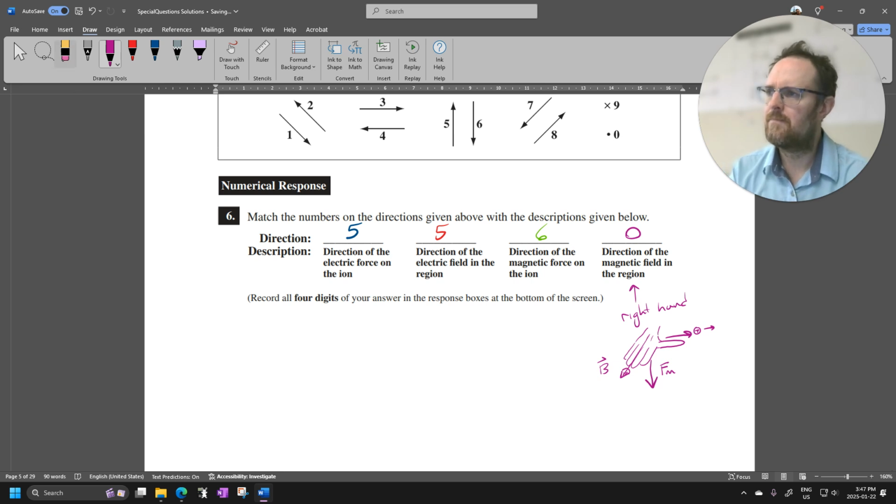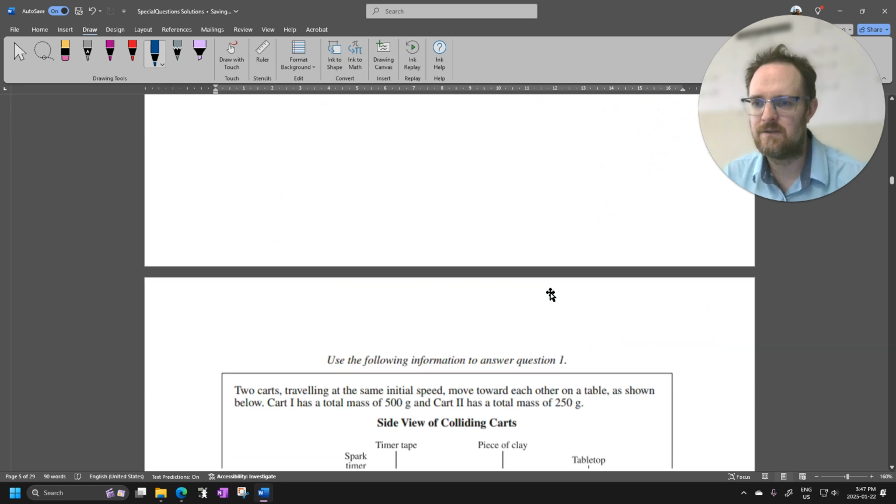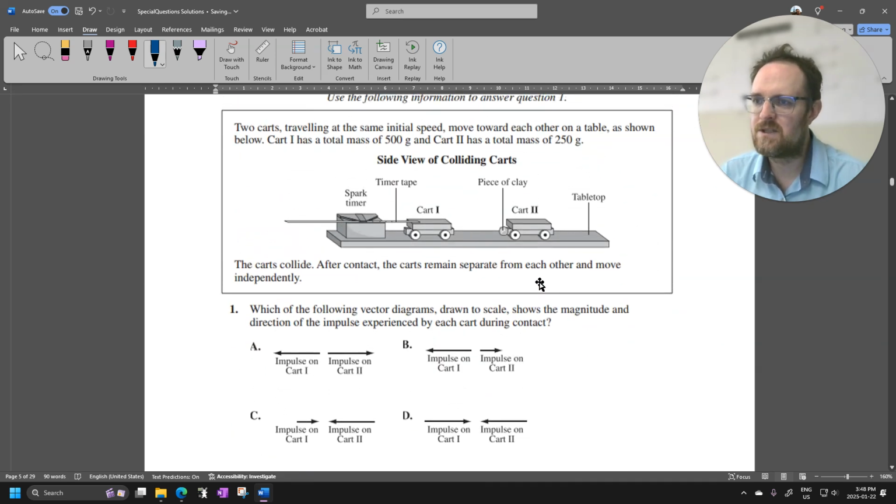Okay. I like that long arrow there. Kind of confusing. Okay, let's try out the next question. I remember this question.